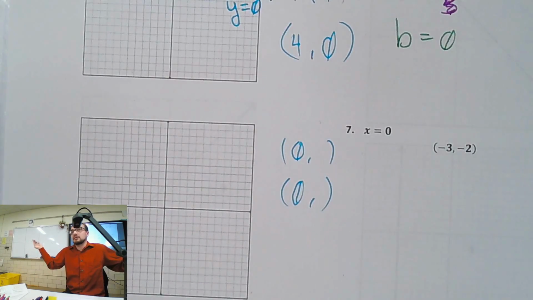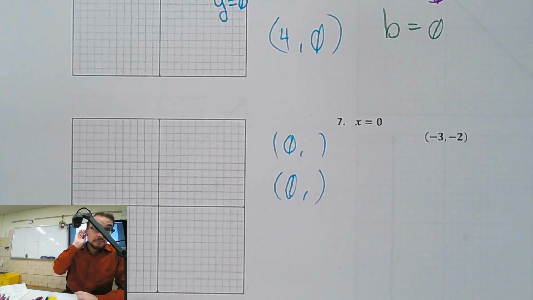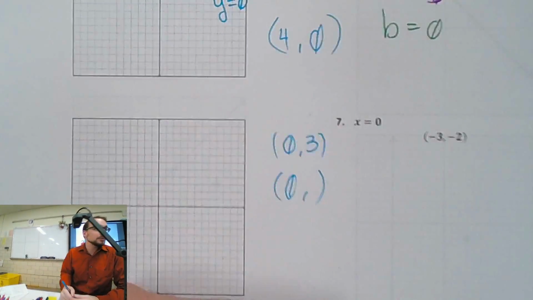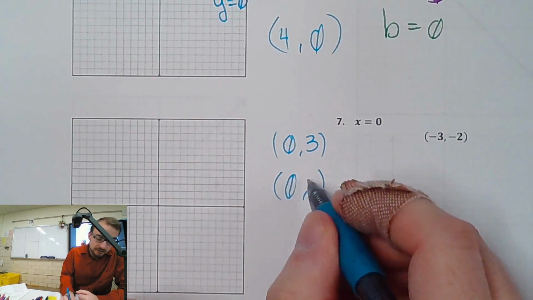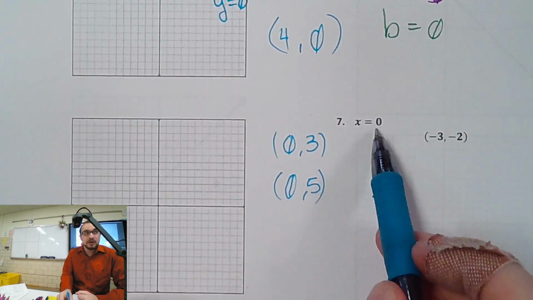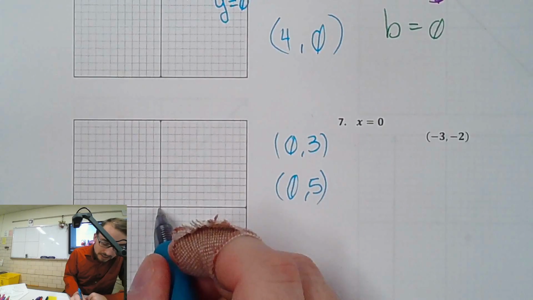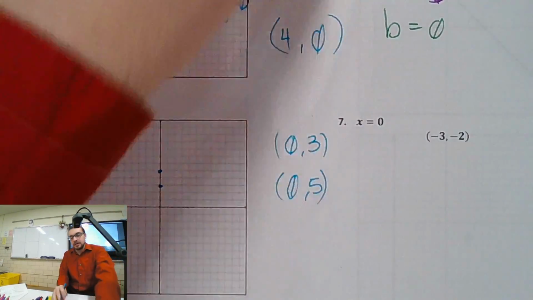They're both independent. Keaton, give me a number for y. 3. So (0, 3) is going to show up on this, because x is 0, who cares what happens in y. Andrew, give me a number for y. 5. Both of those are going to show up because they fit the criteria. X is 0, y is 3. Bam, there's the first point. X is 0, y is 5. What kind of line is that going to make?